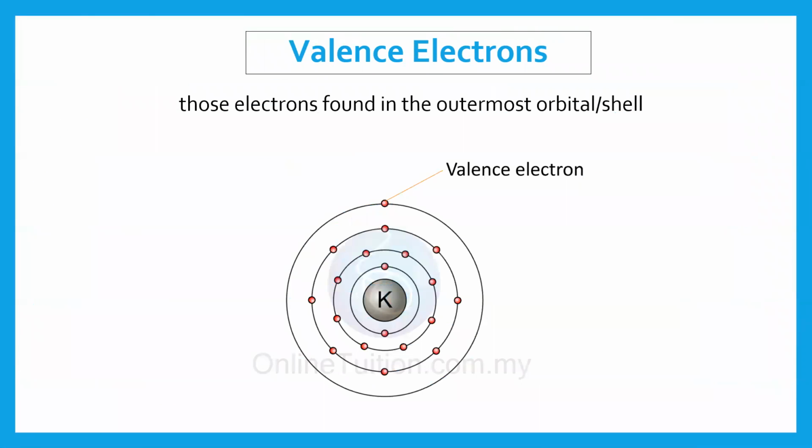So, what is a valence electron? We know electrons are found around the nucleus and they orbit and they have a negative charge. Valence electrons are those found in the outermost orbital or the outermost shell.